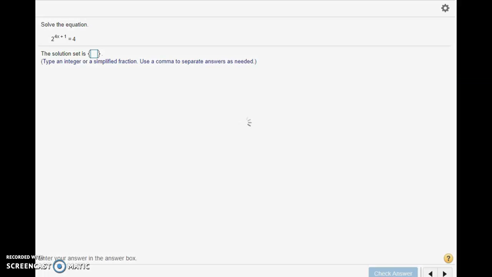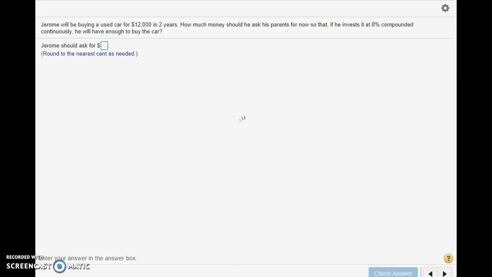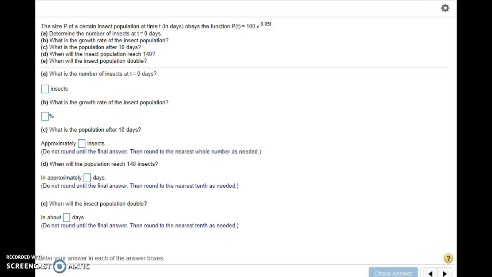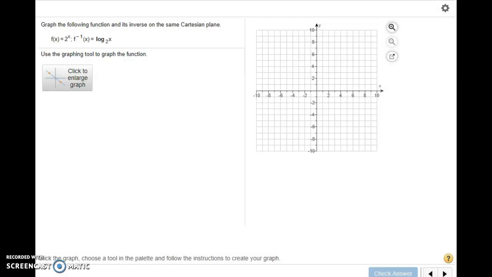Next we want to look at one where we have a function and its inverse. We want to graph both of those on the same coordinate plane. So here that question is, and this is just 2 to the x. And then the inverse of that is log base 2 of x. Now remember, if they're inverses, that means that they are mirror images of each other across the line y equals x. That's our fold line for inverses.